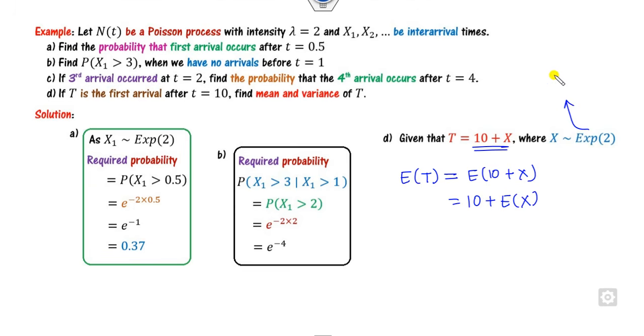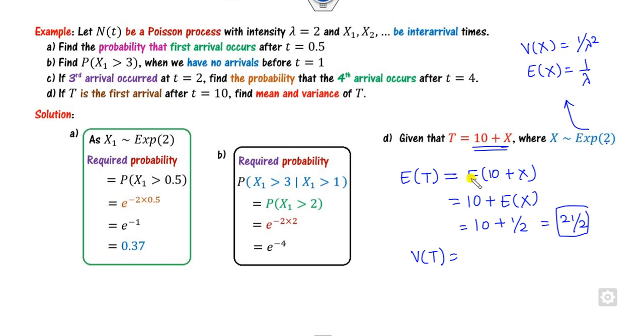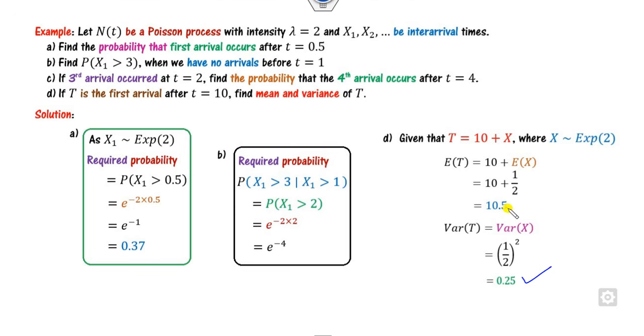X follows my exponential distribution. What is the mean of the exponential distribution? It is 1 by lambda. What is the variance of the exponential distribution? It is 1 by lambda square. Lambda is my 2, so it is 1 by 2, that is 10.5. What is the variance of T? The variance of the constant is 0, so it is the variance of x, which is 1 by 4. 0.25 is the right answer.